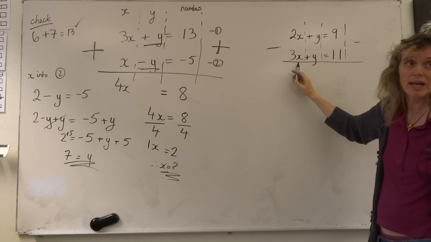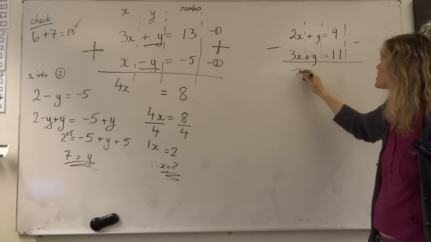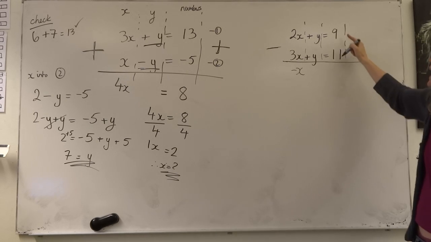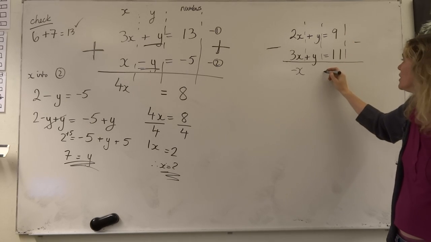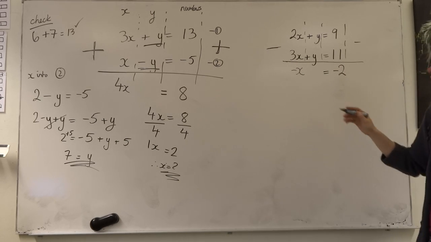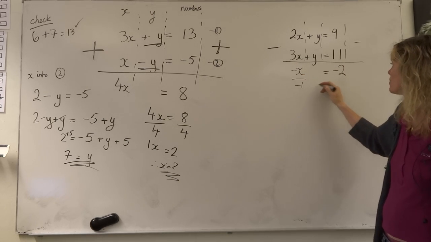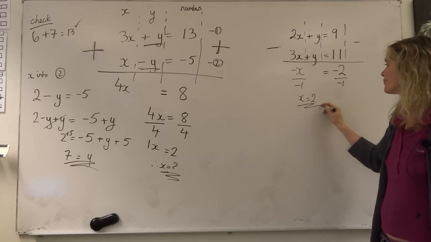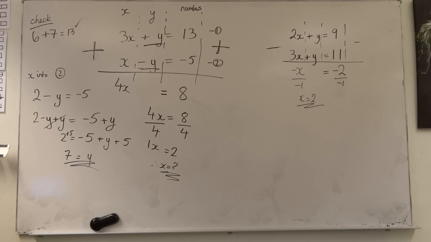2x minus 3x would give us minus x. Y minus y would give us 0. And 9 minus 11 would give us minus 2. If minus x is minus 2, divide both sides of our equation by minus 1, we'd get that x equals 2. So we now know that x equals 2.